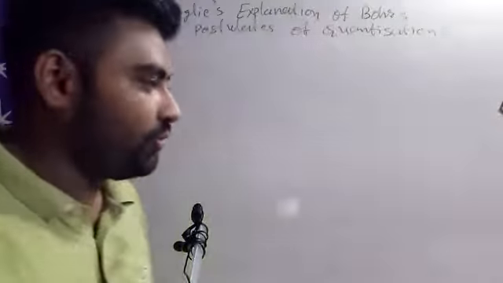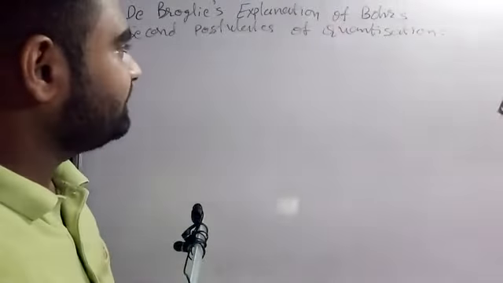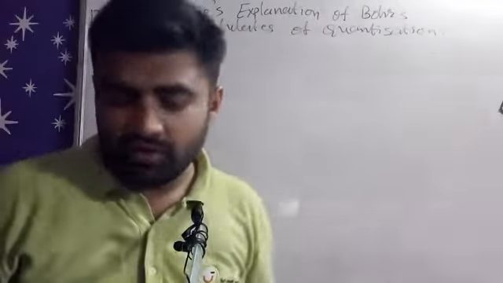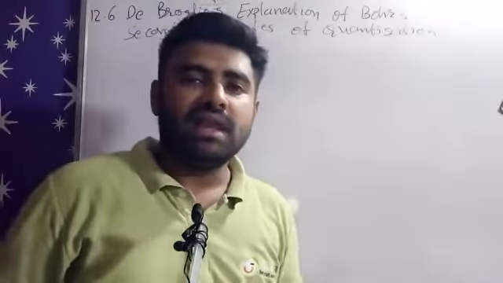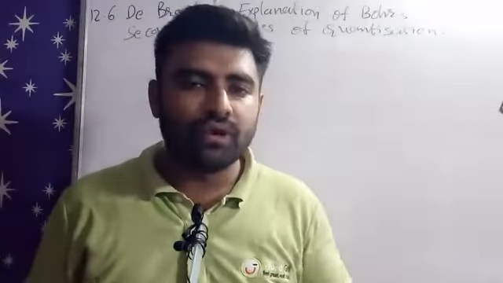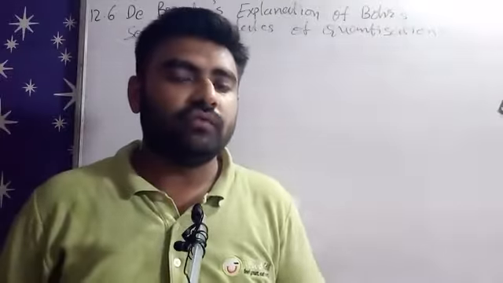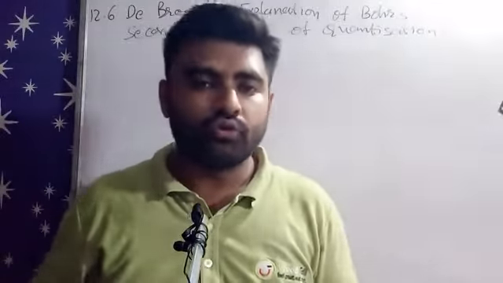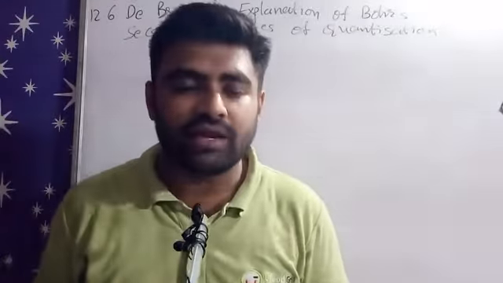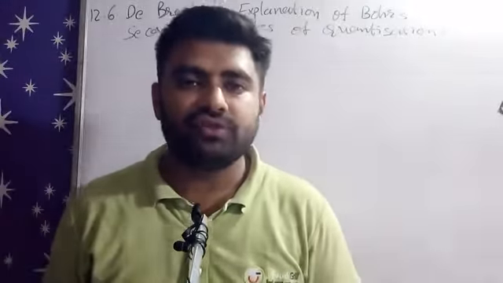Hello friends, today our topic is de Broglie's explanation of Bohr's second postulate of quantization. Basically, we know that the electron revolves around the nucleus. Why? Because inside the nucleus protons are present, and protons attract electrons, as the electron carries a negative charge.